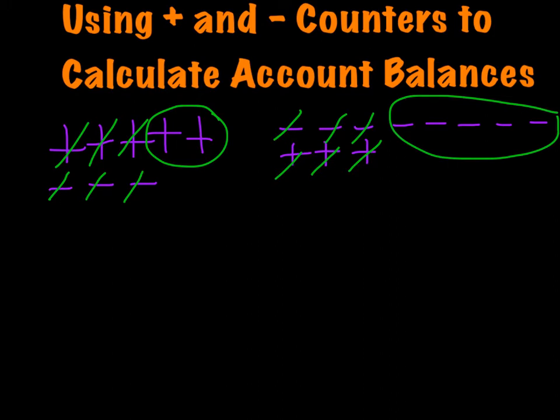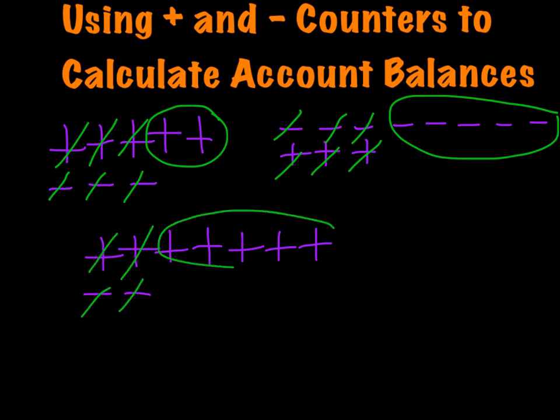Now let's look at what happens if some positive and negative counters are added to or removed from Jane's account. Here are 7 positive and 2 negative counters. The account balance here is $5 because these 2 negatives cancel out these 2 positives and we're left with 5. Now we're going to add 5 positive counters and 5 negative counters to our display and see what happens.